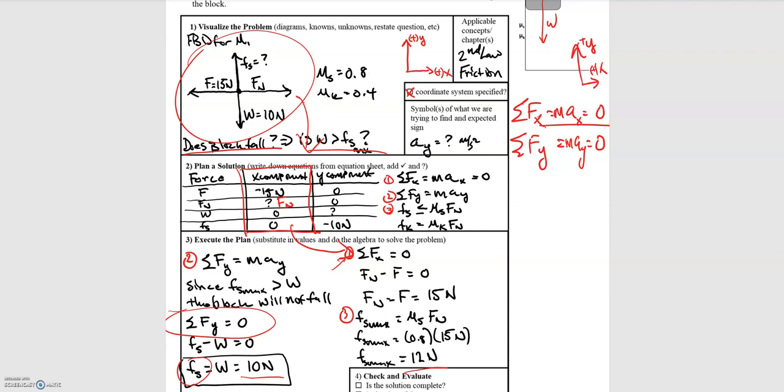So the frictional force is less than the maximum static frictional force that we can have in this scenario, so the block won't move. And the static frictional force is going to be equal to 10 newtons, because it's enough to oppose the weight that's pulling the block down.